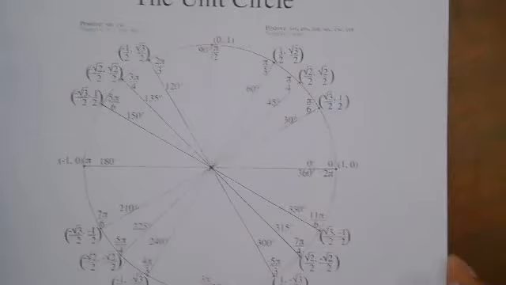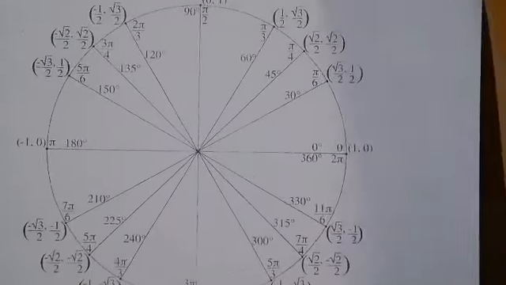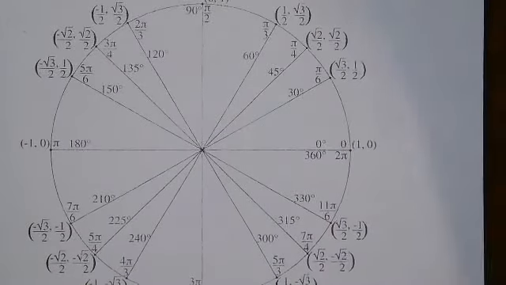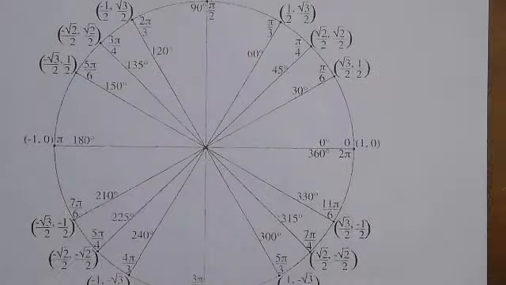Here is the unit circle. You know how to use this. What do we know about the unit circle? We know that the first one here is cosine, right? The first one's cosine. The second one is sine. Sine is here and cosine is here.